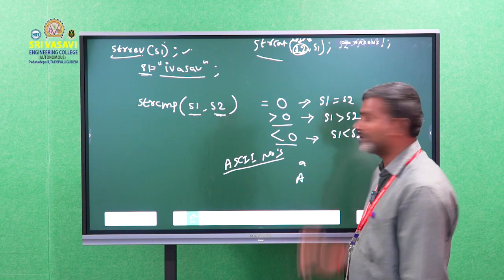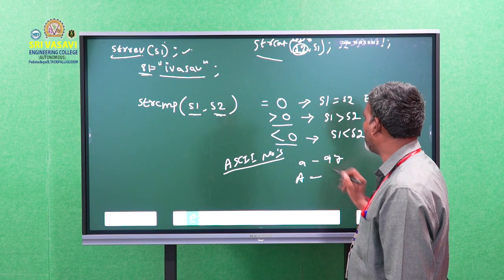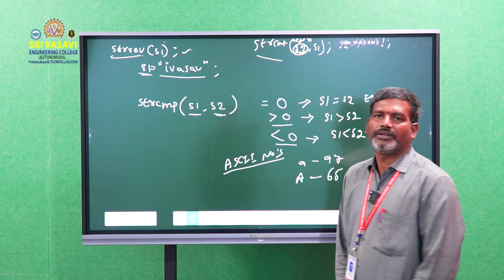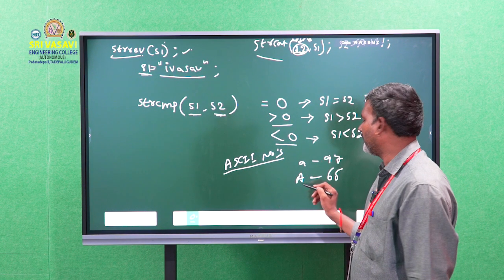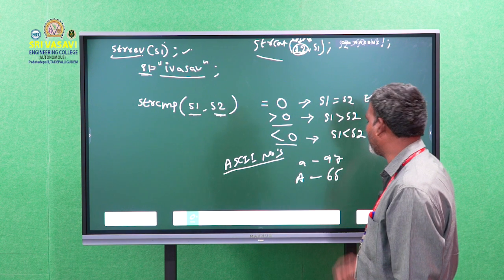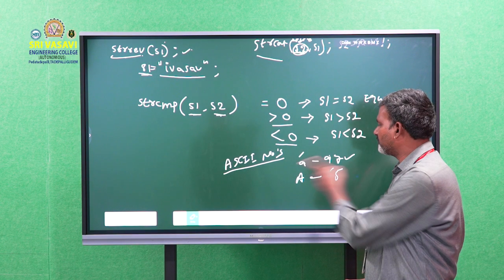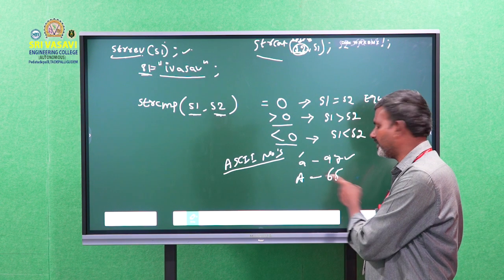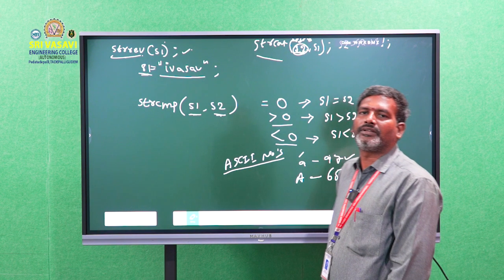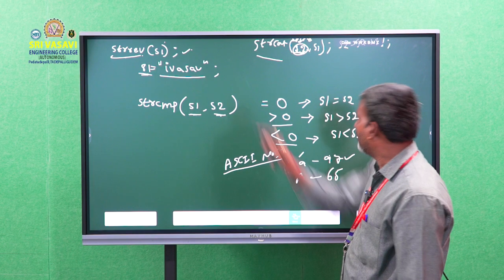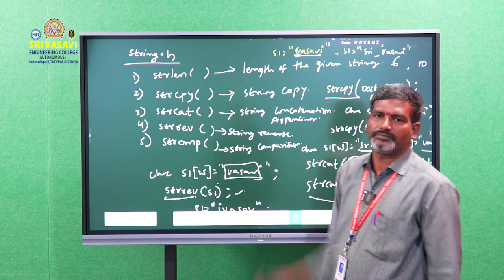Small a and capital A are both different. Why? Because for small a the ASCII number is 97, and for capital A the ASCII number is 65. In this case, small a is in s1 and capital A is in s2. Small a is bigger than capital A because small a's ASCII value is 97 and capital A's ASCII value is 65. So this is about the strings concept. These are all very important functions in strings. All are defined in string.h. Okay, thank you.